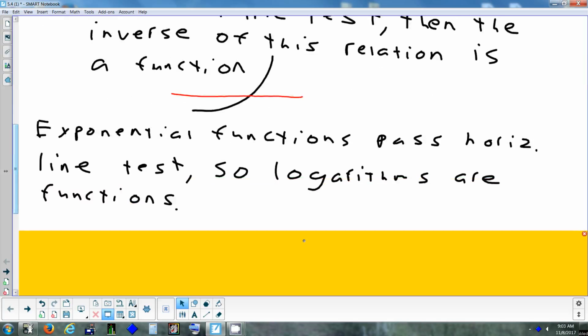So again, just to put it into simple terms, what that means is something's a function: for every input, there's only one output. So if you give me a number, tell me to take the log of it, there is only one answer.